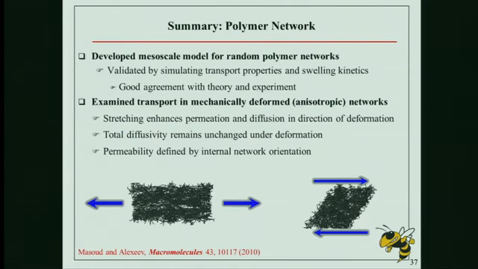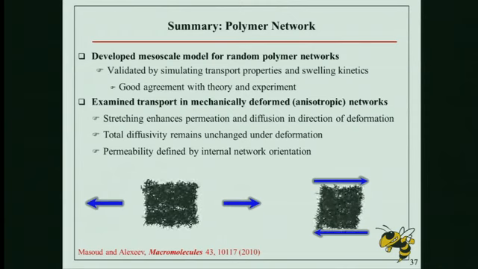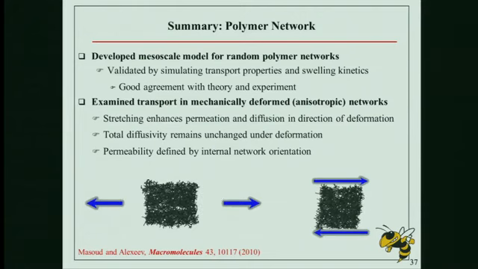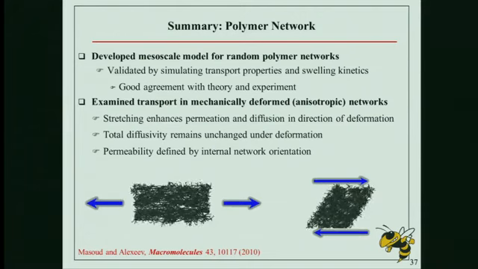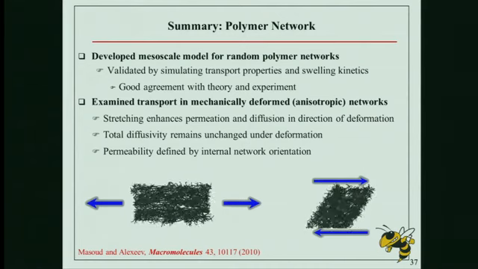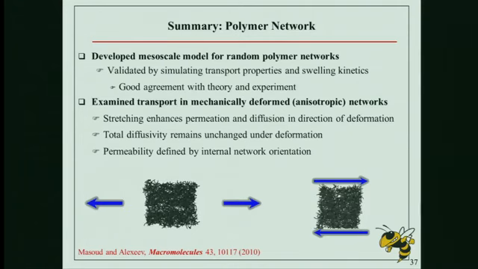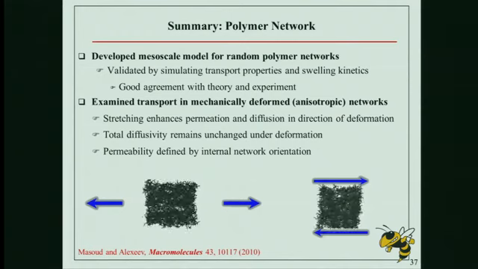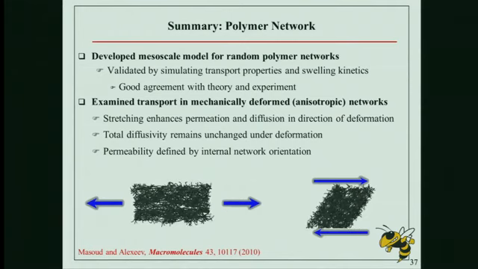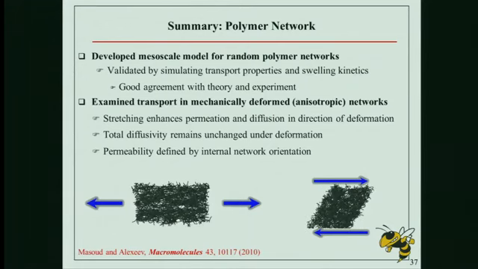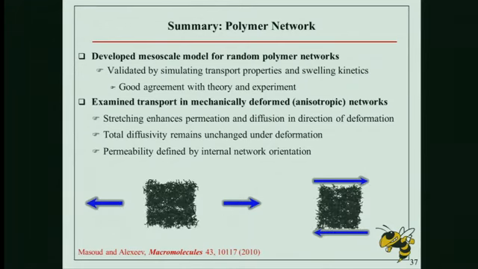So let me just briefly summarize. We developed a model that we can use to model transport processes in polymer networks and the mechanics of polymer networks, right? Like swelling kinetics of the polymer network. This is a mesoscale model, so we can model relatively large systems. We showed that we can use it, for example, to understand traversing and deformed networks.